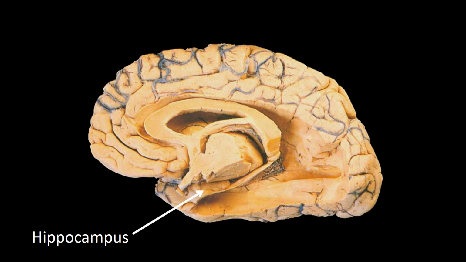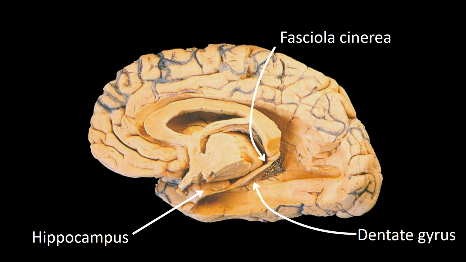Now I am indicating the hippocampus, the dentate gyrus, and the fasciola cinerea, which is also called the fasciolar gyrus. This name is given to the cortex that occupies the space between the indusium griseum, to which I will refer in a minute, and the dentate gyrus.